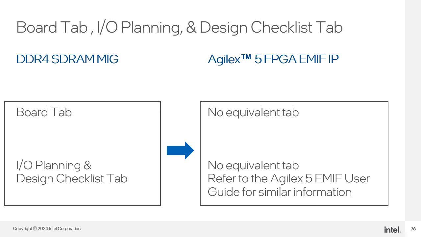In the next few slides, we will look at the mapping of various tabs in the IP. We will be using the DDR4 MIG IP as an example here. In the DDR4 MIG IP, there is a board tab that allows users to enter the board information. The Agilex 5 FPGA EMIF IP does not require this information. Hence, you won't find a similar tab in the Agilex 5 EMIF IP. The I/O Planning and Design Checklist tab provides some basic information and some links where users can find additional details for the MIG IP. There is no similar tab in the Agilex 5 FPGA IP.